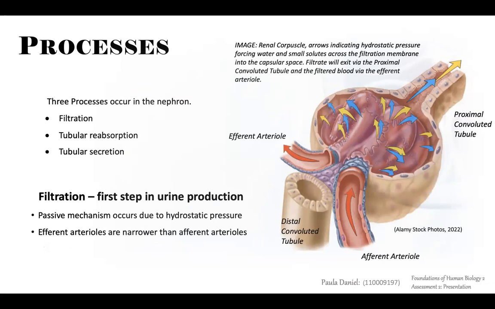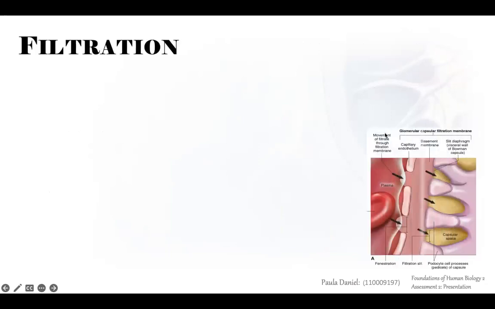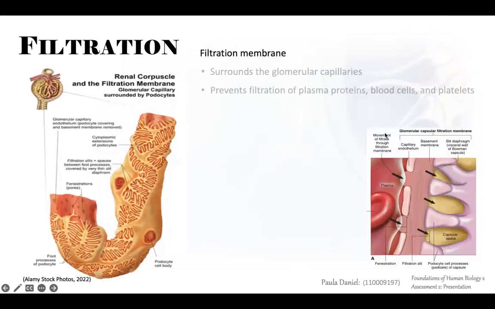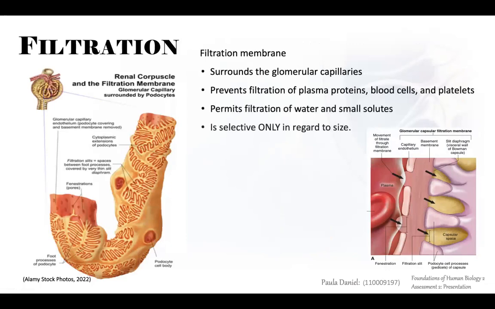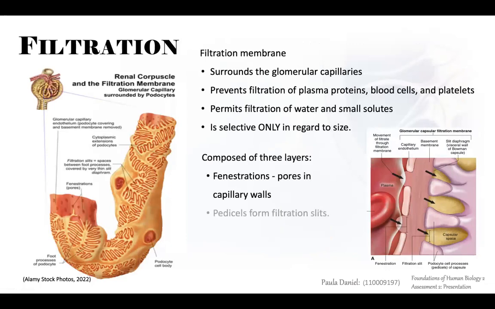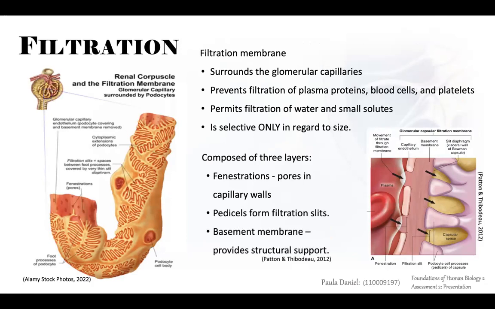Filtration, the first stage of urine production, occurs in the renal corpuscles of nephrons. The mechanism of filtration is passive and occurs due to the hydrostatic pressure created because the efferent arteriole that exits the corpuscle is narrower than the afferent arteriole that enters the corpuscle. A filtration membrane surrounds the glomerular capillaries and permits filtration of water and small solutes, but it prevents most plasma proteins, blood cells, and platelets because they are too large to pass through the membrane. It is selective only with regard to size.